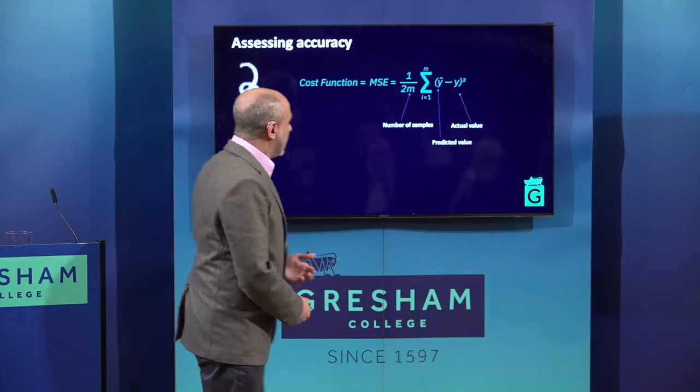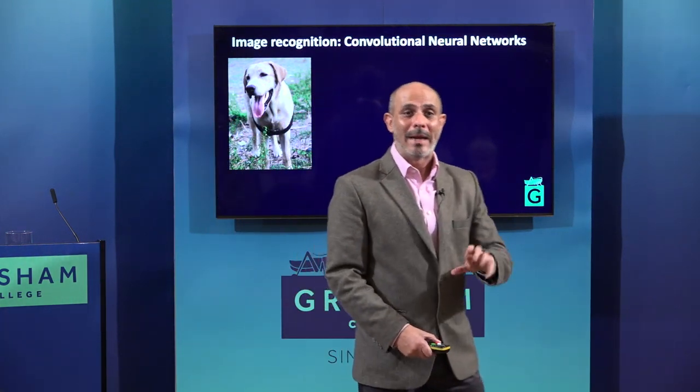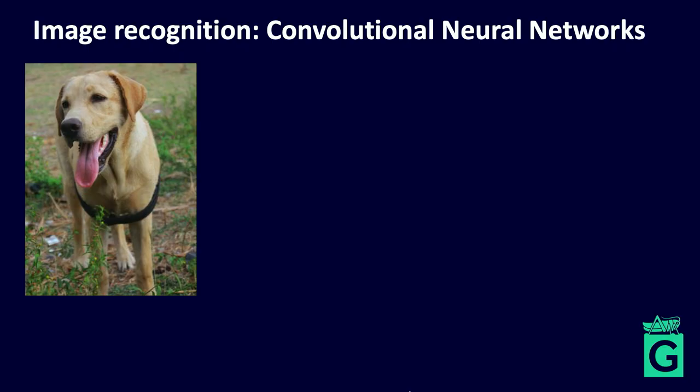So let's build on that story to get a more complicated idea. What animal do we think this is? For humans, this is not a problem. For computers, how on earth can they do something like this? Okay? They use something called a convolutional neural network.